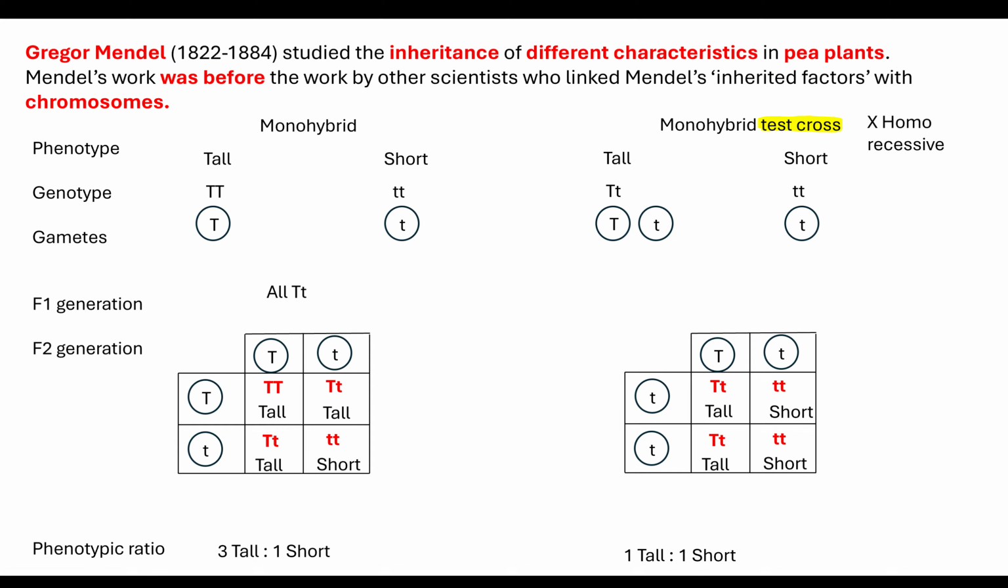So if we have two heterozygous individuals being crossed together, we should get a ratio of 3:1 if it follows Mendel's law of independent assortment. And if we look at monohybrid crosses, we should get a ratio of 1:1 if we're doing a test cross, where we have a heterozygous crossing with a homozygous recessive.